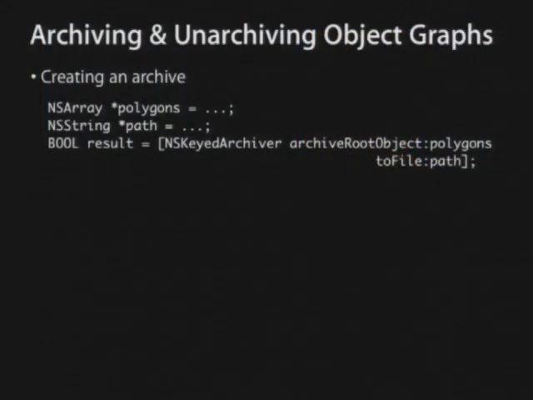So if we want to maintain relationships here, or like a whole array or dictionary of objects, we could do something like: you call archive root object, and this root object is going to be something like an array, and we can specify the path that this thing is going to get archived to. What this will do is go through, call encode with coder on all the objects in the array, and write that whole thing out to disk. So this is how you would take a bunch of relationships and serialize them.